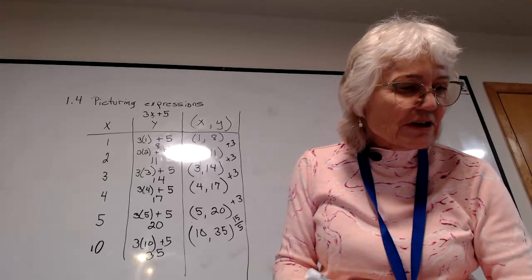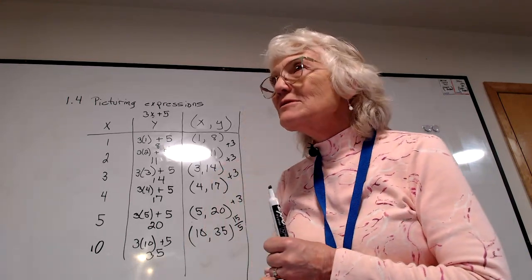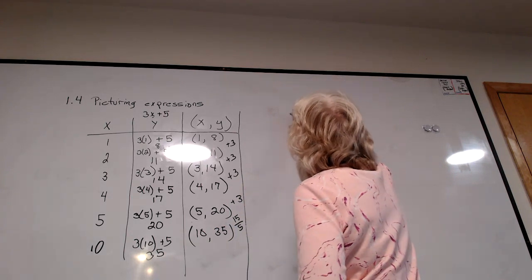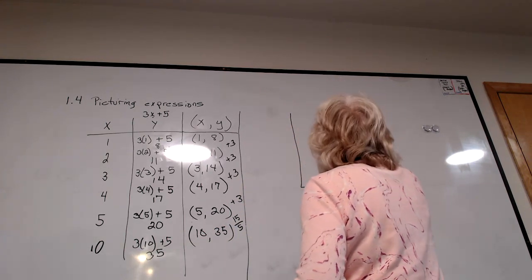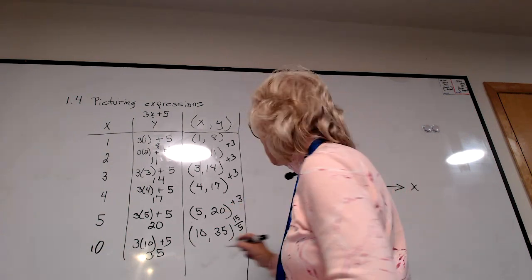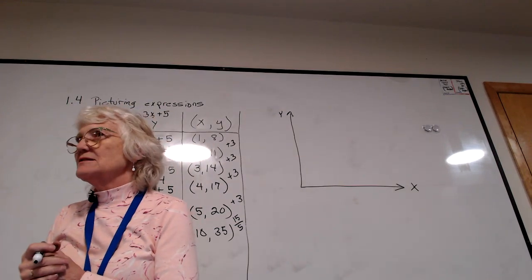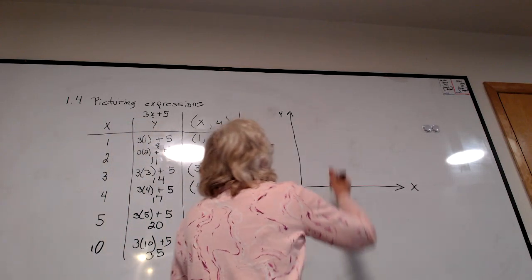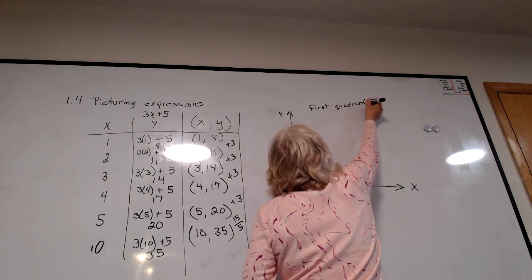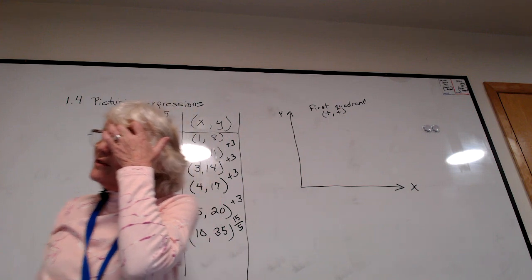We're looking at sequences that are only positive numbers, so there are some differences in how you graph. We are going to graph only the first quadrant, which means we're going to have an x that goes out in the positive direction, and a y that goes up in the positive direction. We're only doing the positive coordinates right now. This is called the first quadrant. It's positive for x and positive for y.